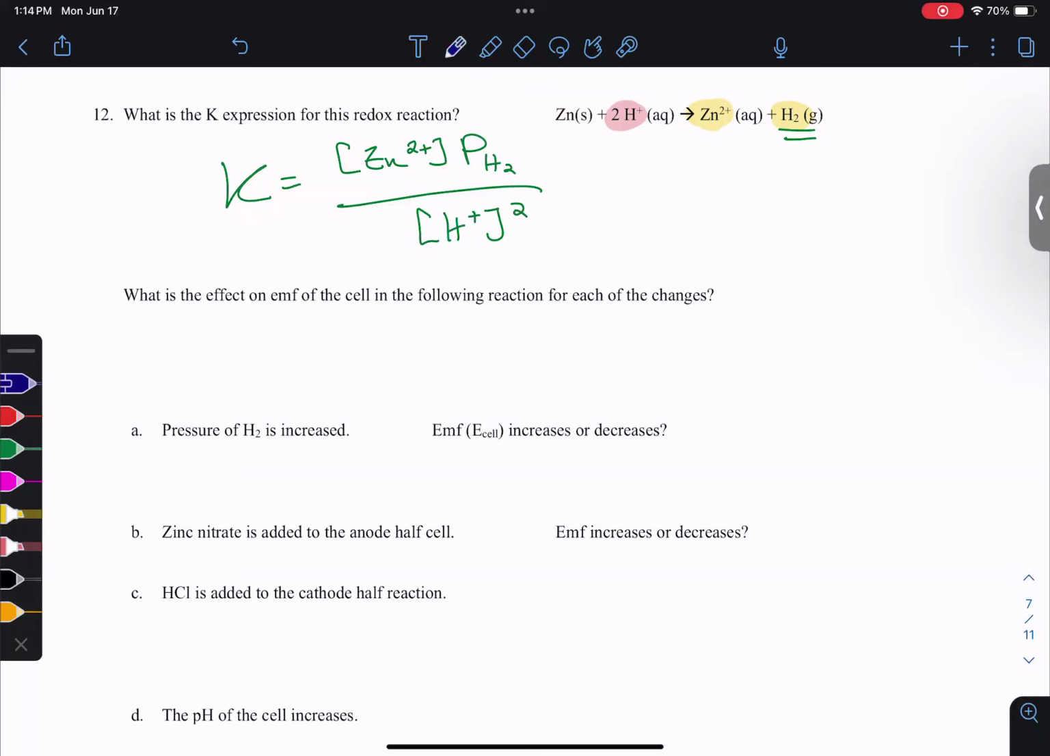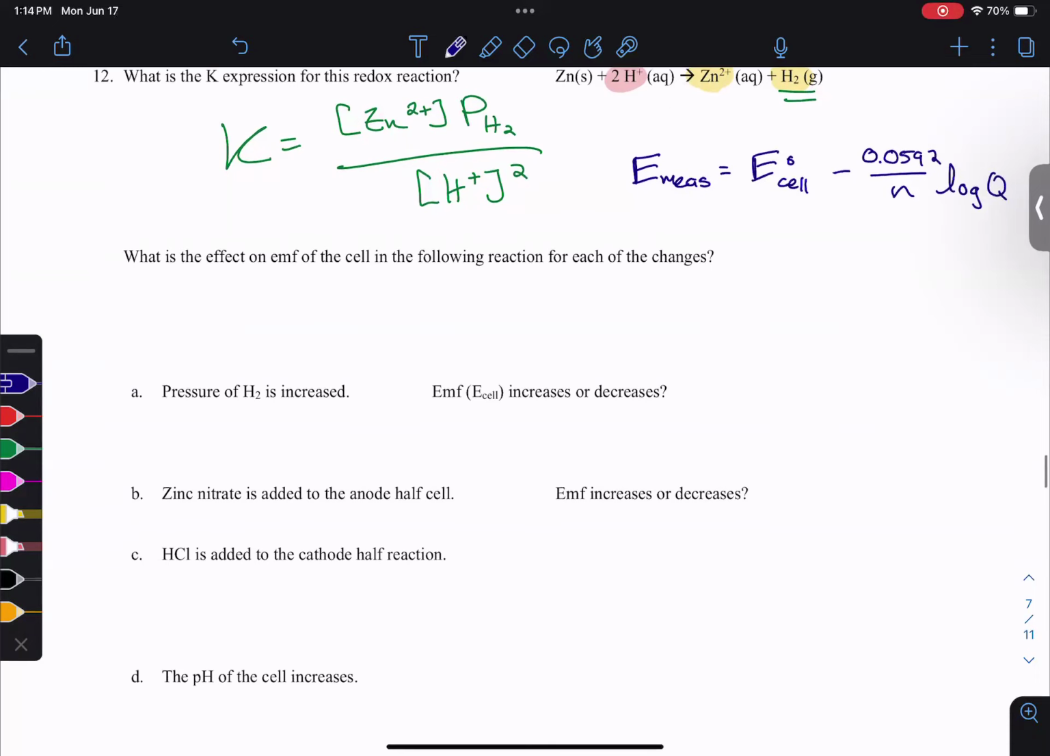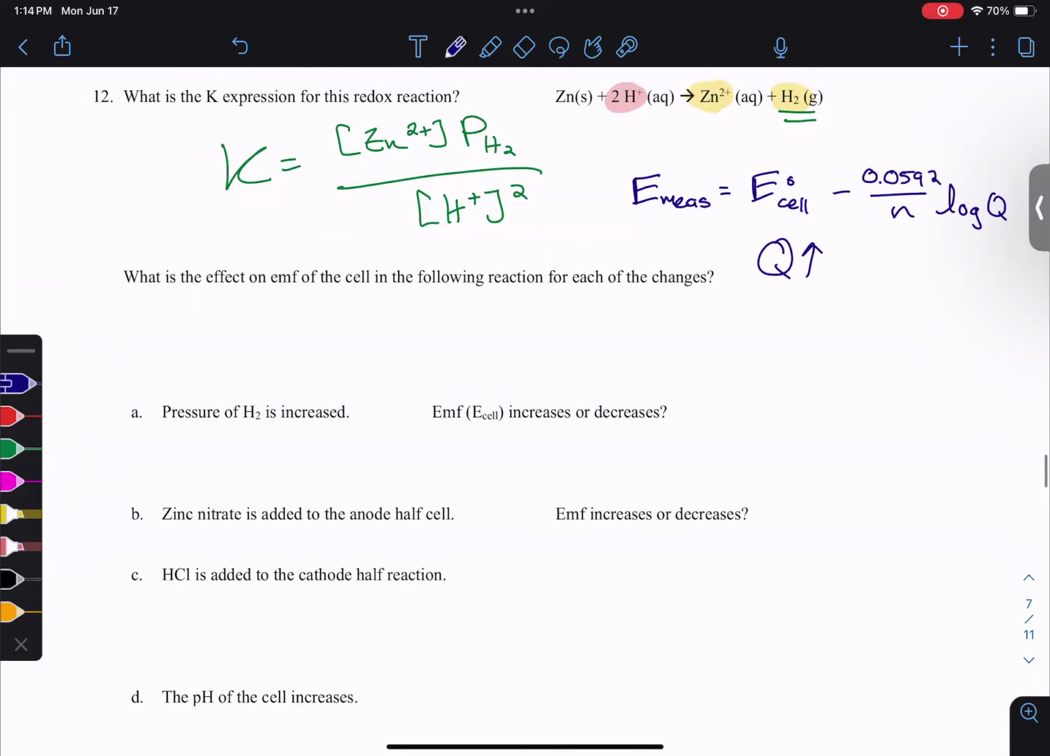So that's K. So remember, the Nernst equation: what we actually measure is equal to what the table tells us minus 0.0592 over n log of Q. So what we see is when Q is a large number, so when we have concentrations that aren't at standard conditions, when Q is a large number, log of Q is a large number. So what we measure is actually a cell potential that's lower than what we typically expect. So what we measure actually goes down.